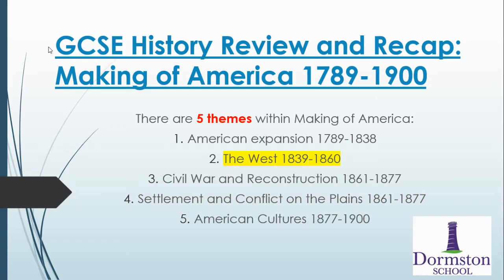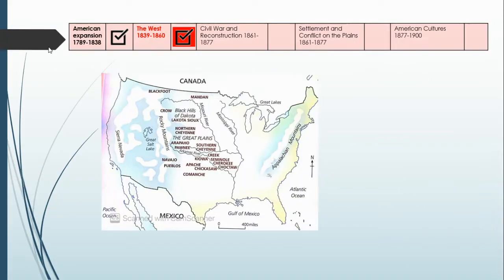The review and recap series for the Making of America 1789 to 1900. We're going to have a look today at the second theme within Making of America, which is the West, 1839 to 1860. I've broken this section down into two different sections. The first one that we're going to have a look at today looks at the culture of the Native Americans and also has a look at migration west.